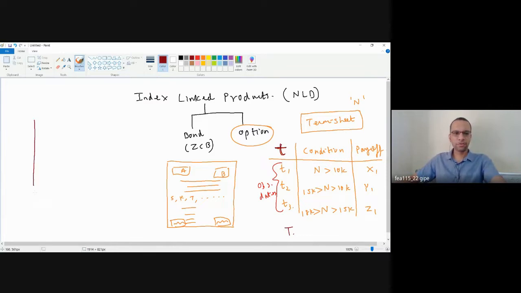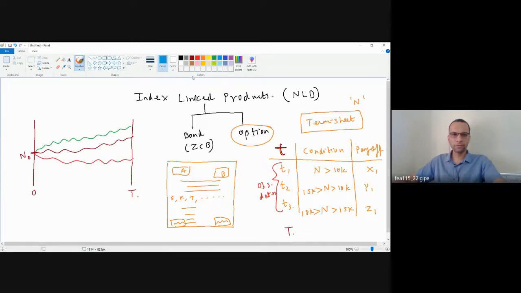Now let's say this is 0 and this is capital T. And here, let's say currently the Nifty, I can call it N0. Now, I use a simulation technique similar to what we have done some time back. So I can have various paths which are being generated. So maybe 1, 2, 3, maybe 4, or N actually. So let's call them 1, 2, 3, up to 10. So I have N number of paths which are being generated here.